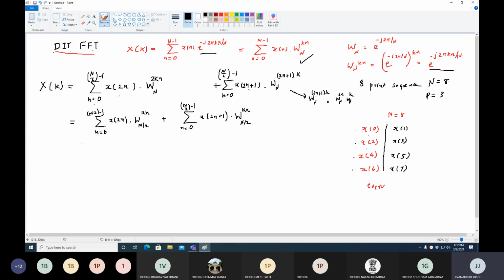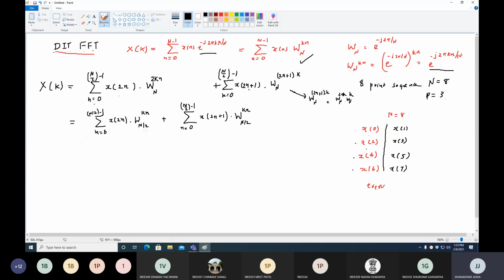Why? Because this is nothing but an exponential term, e raised to. And you know, in exponential, if you have e raised to x plus y, it is just equal to e raised to x into e raised to y. So with that relation, we can simplify it further like this: 2nk and k, right? So that's what I am simplifying here. So instead of W_N raised to 2nk, I can write it as W suffix N by 2 raised to kn, as you already know, right? I need to prove it, and I am going to do it just in the next step. Wait for a while.